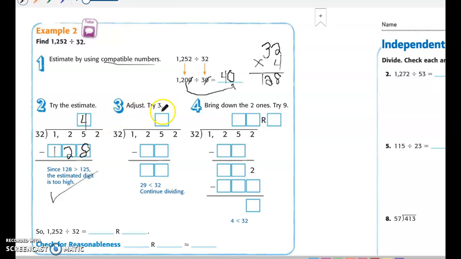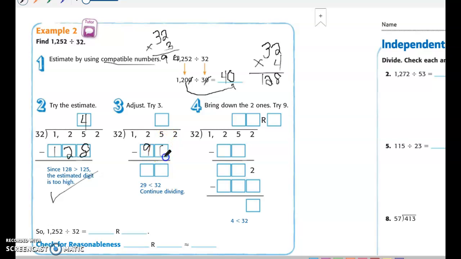It says try 3. So let's go ahead and try 3. 32 times 3. Can somebody help me out with this one? 96. Why? Can you walk us through it? 2 times 3 equals 6. Good. And 3 times 3 equals 9. Since the last one was too large, let's try the 96.